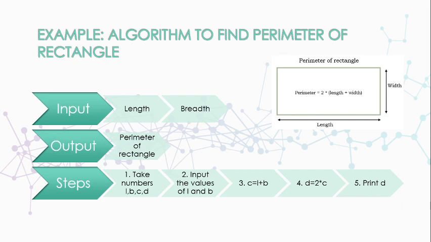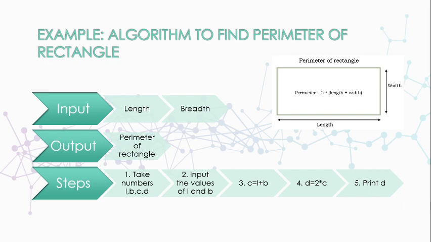So here, listen carefully. L and B will store the value of length and breadth. That is, we will know that from the rectangle. And C and D, we are using C and D to store some special values. Okay, so let us move on. The second step will be input the values of L and B. That is, we are going to enter the length and breadth of the rectangle.